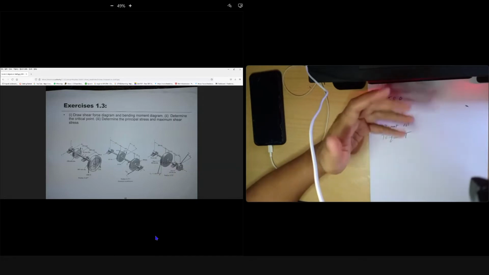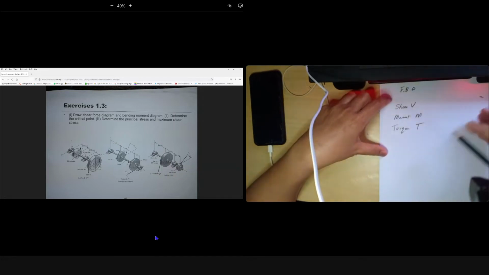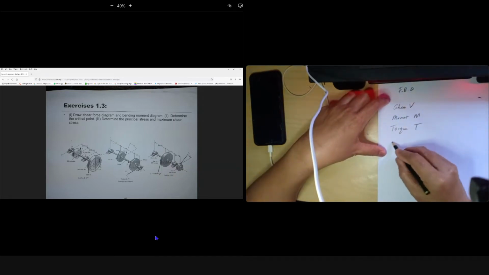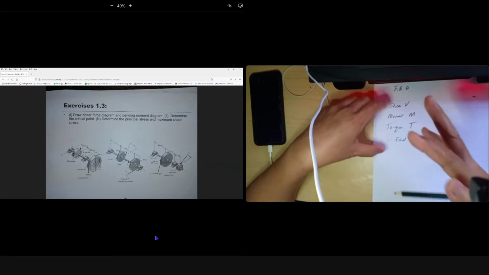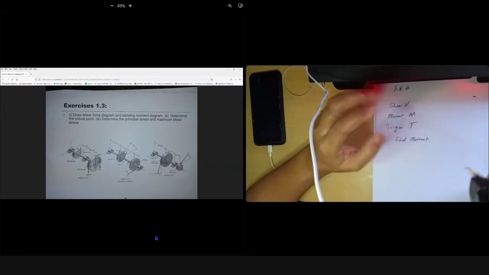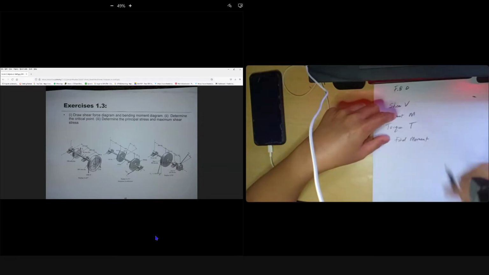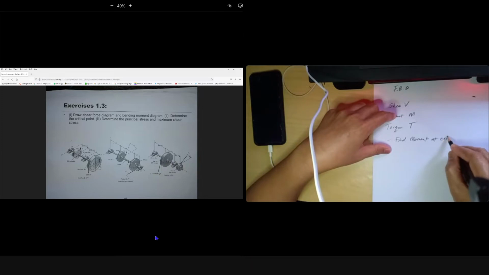Okay, after you draw your shear diagram, you know all. Find the moment. Combine the moment if you have two planes, be careful: the square root of moment XY squared plus moment XZ squared. Okay, find the moment. What do we call critical? Find the moment at the critical point.